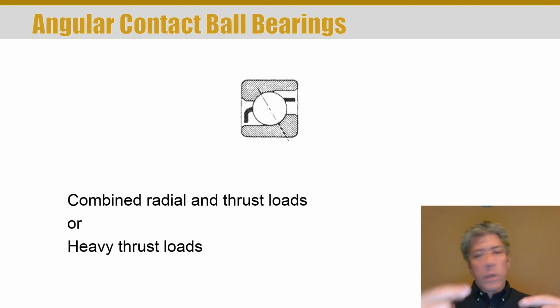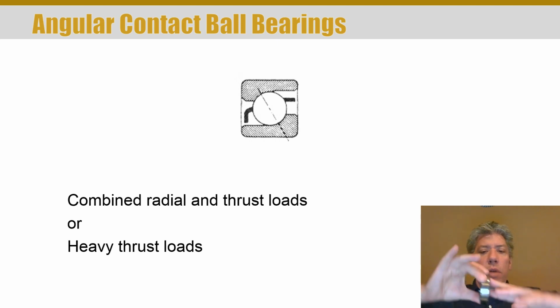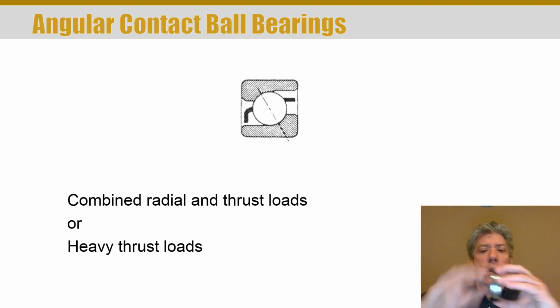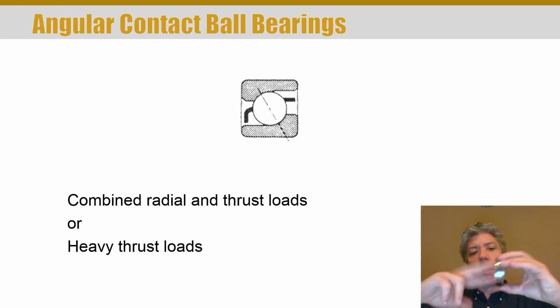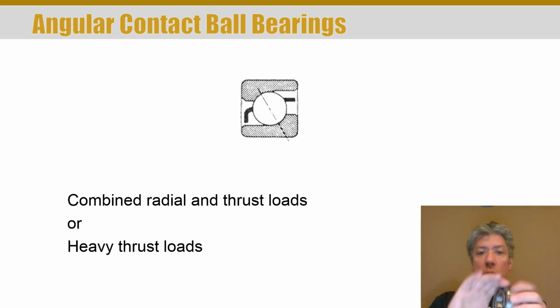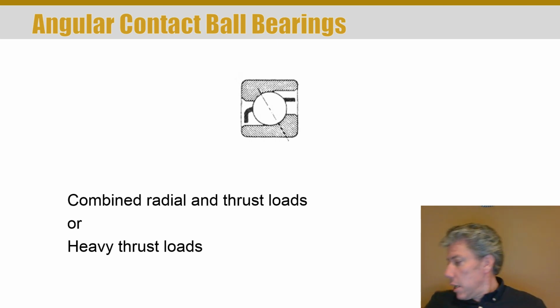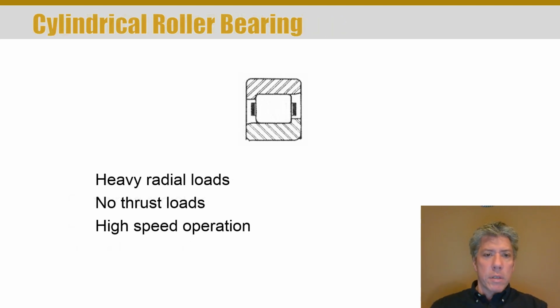Now, only in one direction, right? You can't take an angular contact bearing and thrust in both directions between the inner and outer race. You can only thrust in one particular direction, so you have to install it in the right orientation, and you have to know which direction that is. It's pretty easy to see by looking at the bearing, especially if you know what you're looking for. But these can take much heavier thrust loads, so they take a combination of radial and thrust loads.